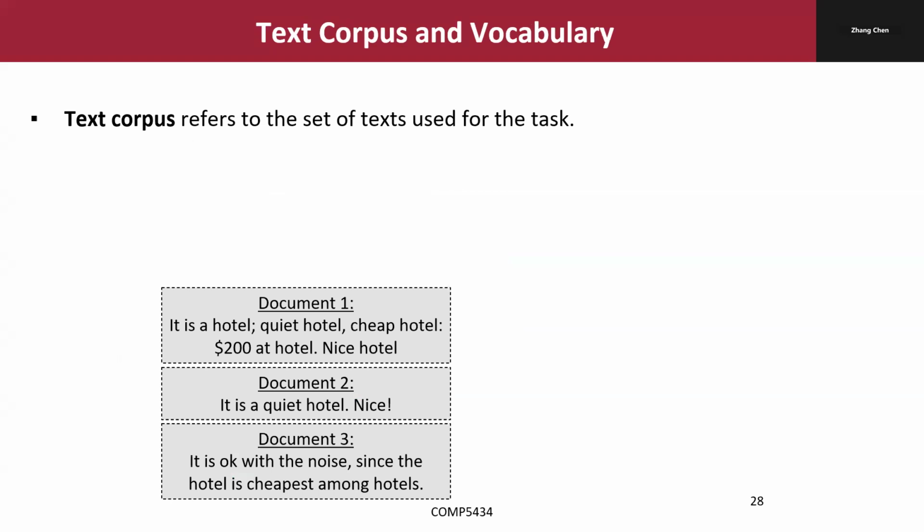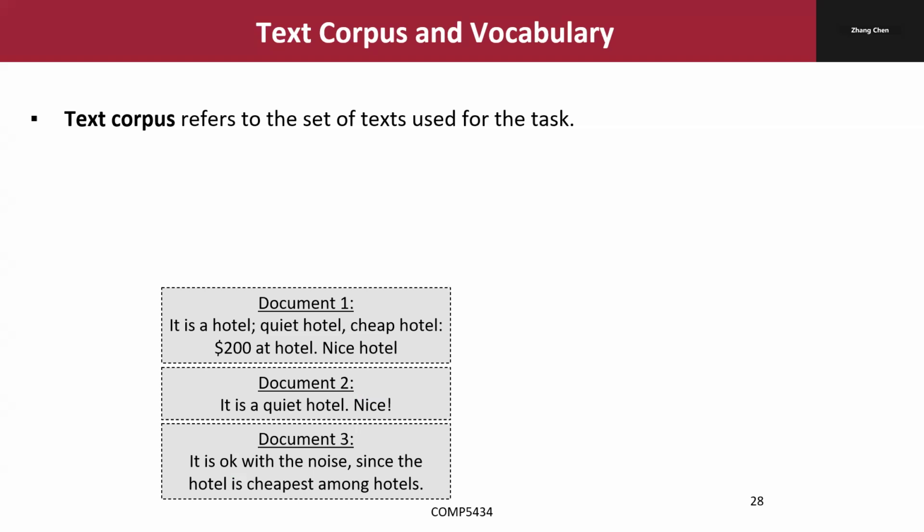So there's another important concept you need to get familiar with, the text corpus and the vocabulary, right? Those are important terms in text mining. Basically, a text corpus is an essential term, referring to a set of texts that we use for analysis or research tasks. It provides the material from which we can extract information and analyze patterns.